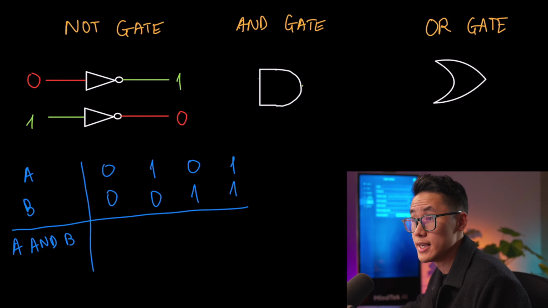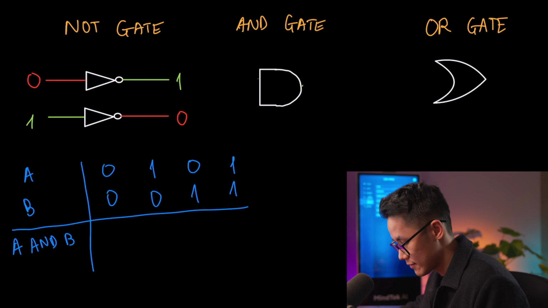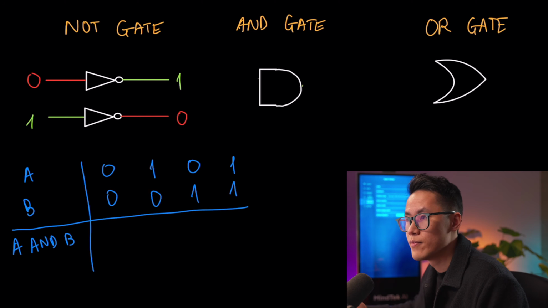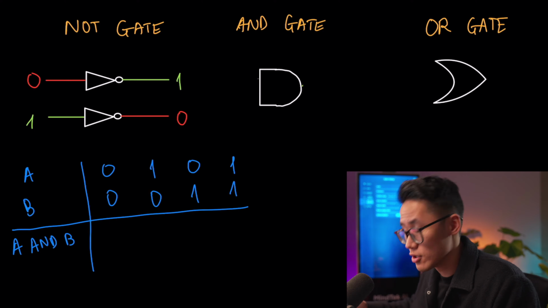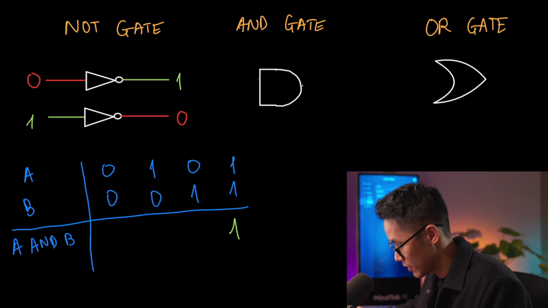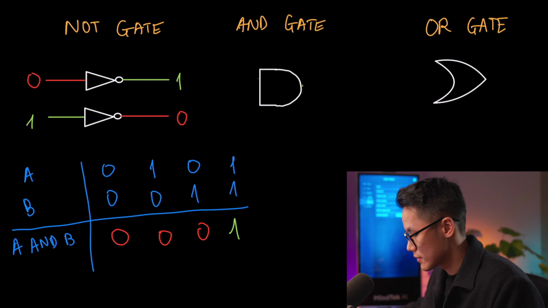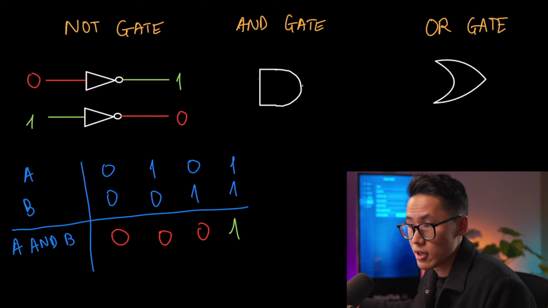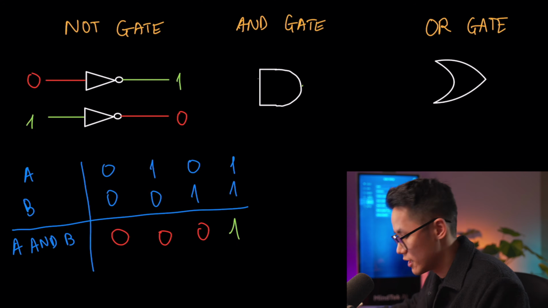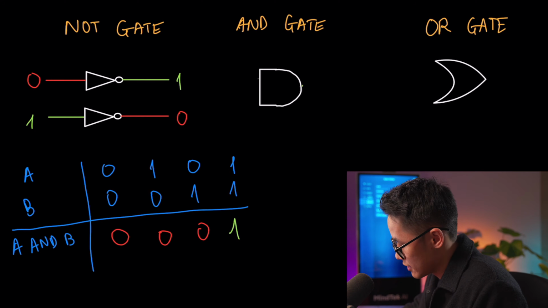Now, what would be the output in this case? As you already know, the only time that A and B is true is when both of the conditions are true. So this is the only time that it is true. Other than that, it will be false. Now, you can understand this in logic terms, as I already explained in the previous video. But now let's use electrical signal to represent it.